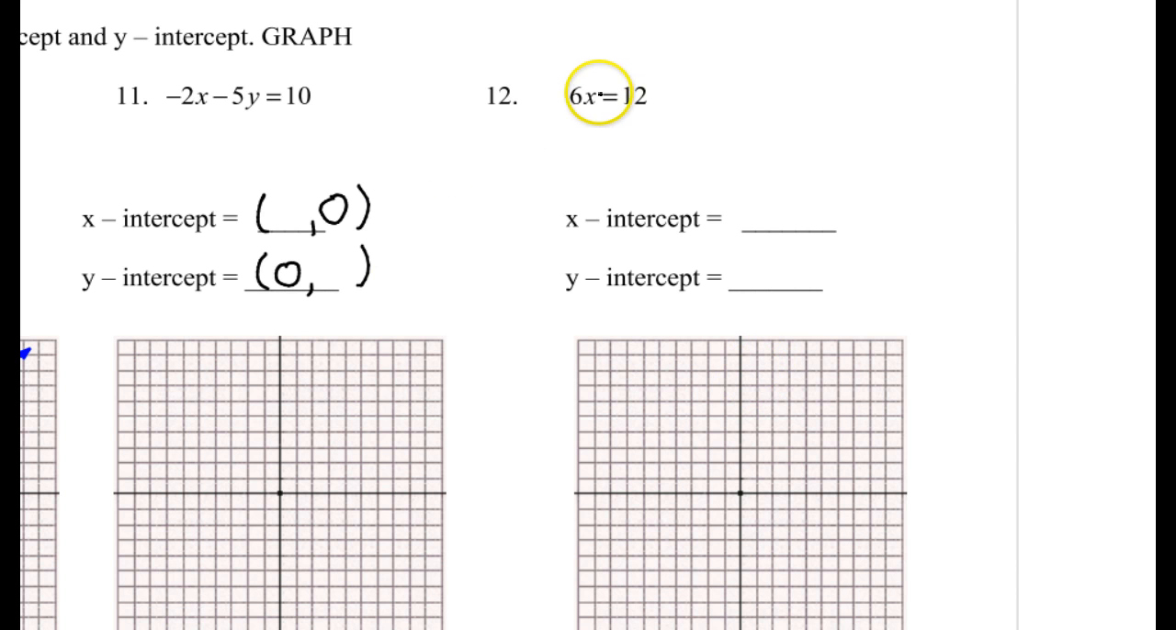So when you have a missing variable, you can't have an intercept for that variable. There's no y, there's no y-intercept. There's no x, there's no x-intercept.